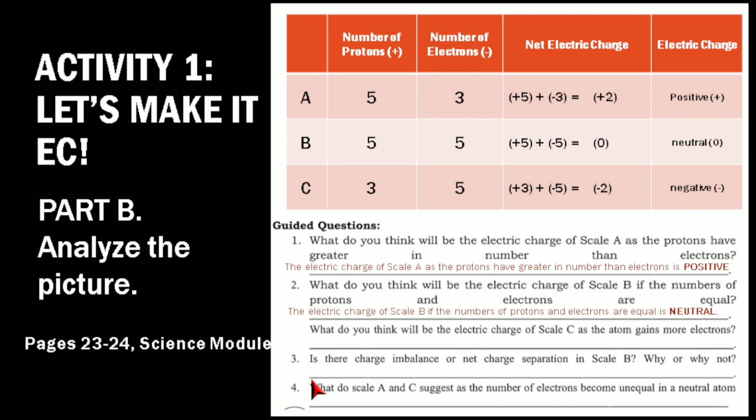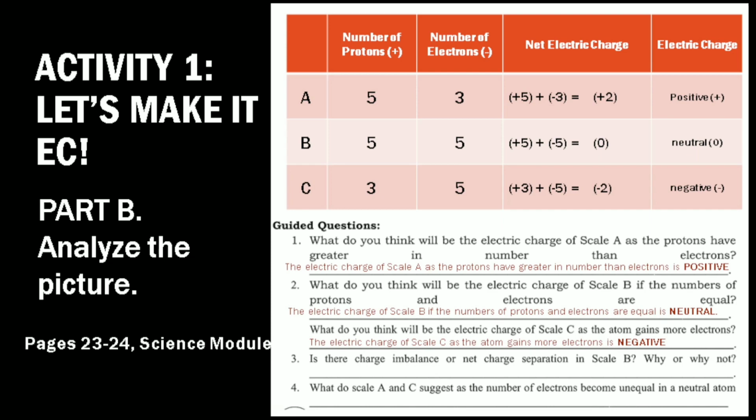Next question, under number 2, what do you think will be the electric charge of scale C as the atom gains more electrons? Okay, write your answer in your notebook. Alright, so what is your answer? Okay, correct. The answer is the electric charge of scale C as the atom gains more electrons is negative. Okay, if your answer is negative, then you are correct.